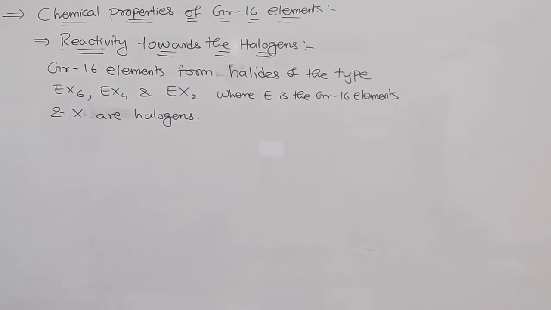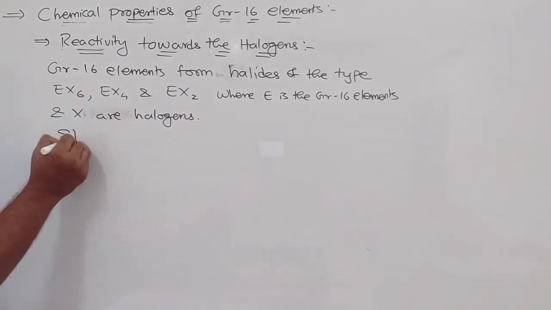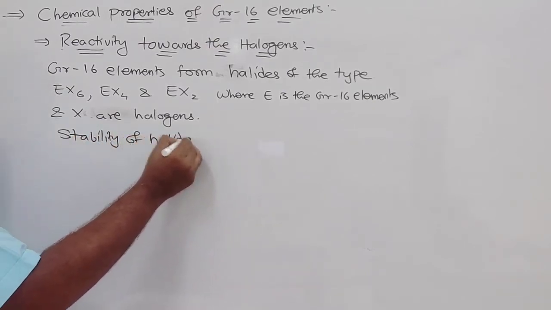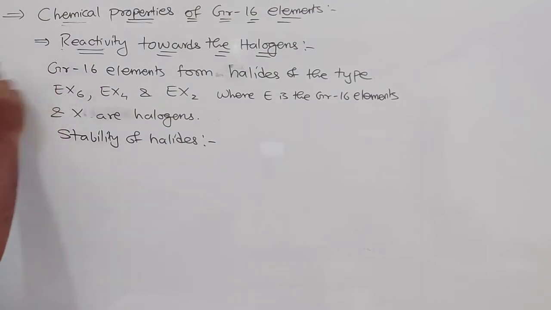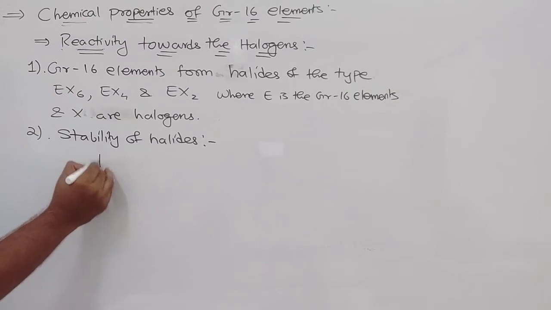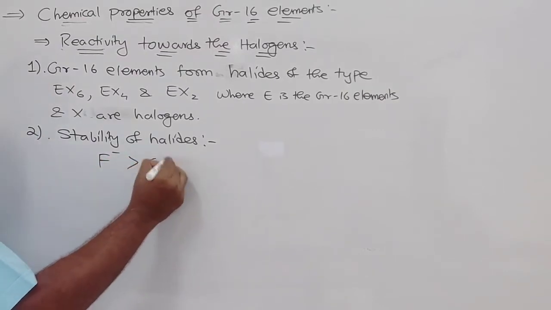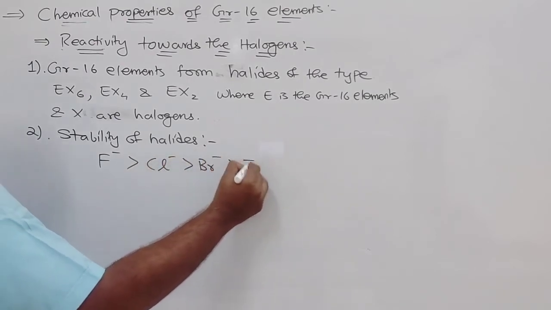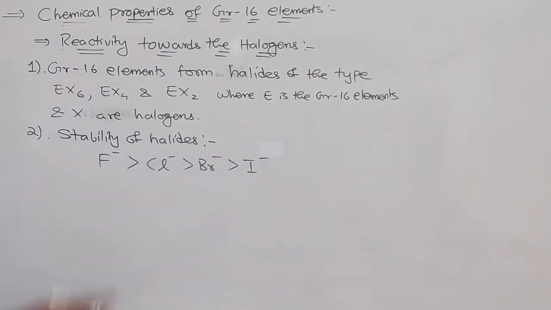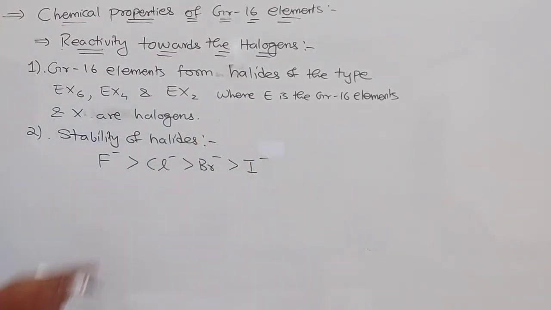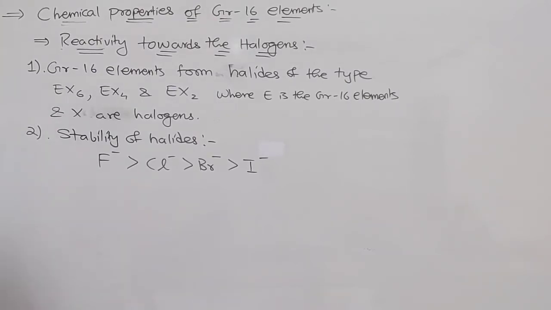Then the stability of halides decreases. Clear? You can write this as point number 1, and this as point number 2: F minus greater than Cl minus greater than Br minus greater than I minus. If you see the greater than sign, it means stability decreases from fluorine to iodine. So fluorine is the most stable compared to chlorine, bromine and iodine.